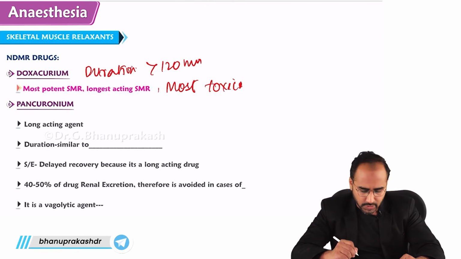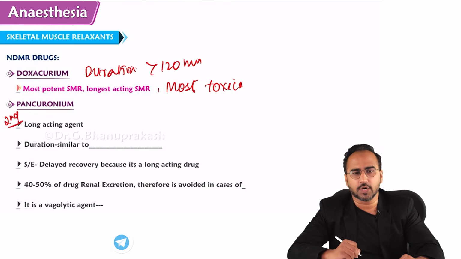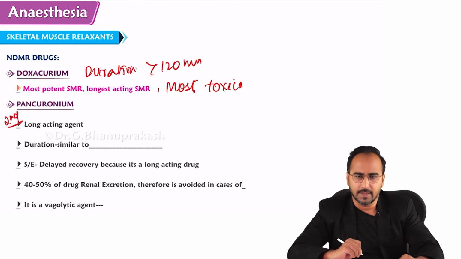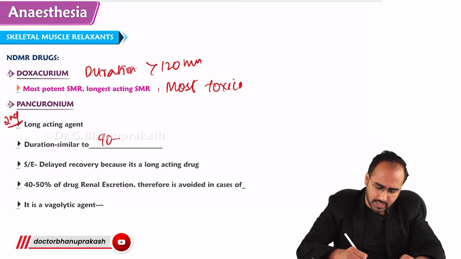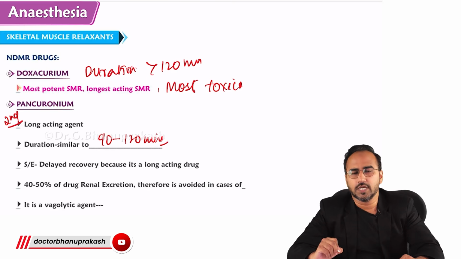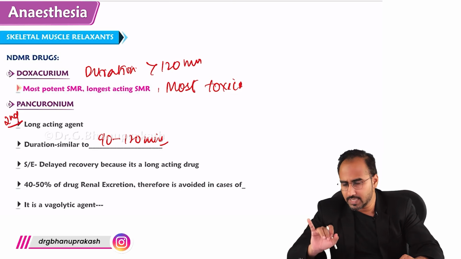Pancuronium is the second longest acting muscle relaxant. The duration of Pancuronium is 90 to 120 minutes. But I told you some points of Pancuronium. Guys, you remember? I told you Pancuronium increases the BP and pulse rate. Hence given in shock. Muscle relaxant of choice in shock.